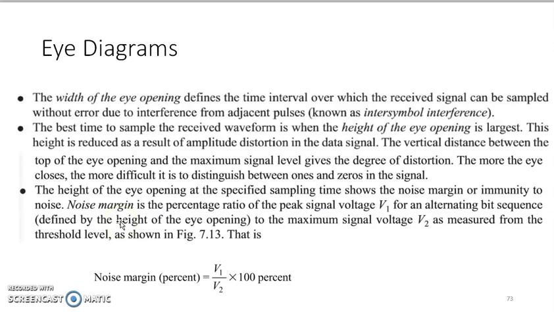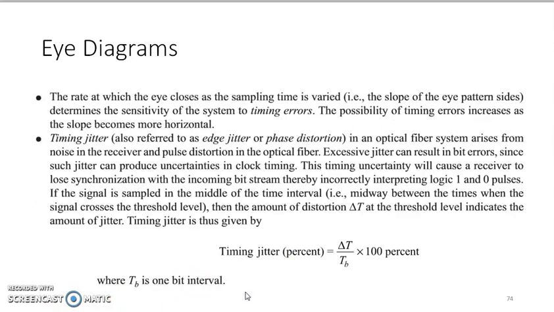Then from that particular vertical distance we can specify the noise margin, and that noise margin is nothing but the voltage V1 for a given bit sequence, and the maximum signal voltage V2 that is measured above the threshold level. So that's why we can find the noise margin as V1 by V2 into 100%.